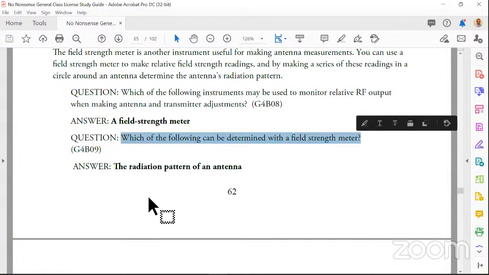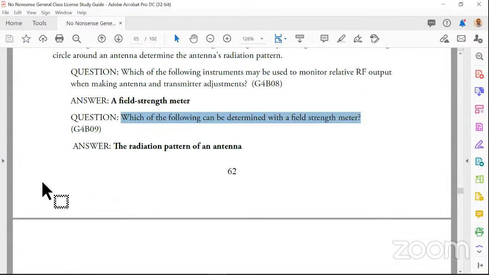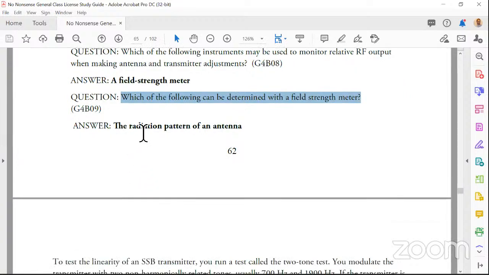Moving right along. Which of the following can be determined with a field strength meter? Well, we alluded to it just now. We can plot the radiation pattern of an antenna using the field strength meter. Remember we showed we had an antenna with a transmitter, and then we can have this trusty field strength meter in our hand. We can move around and we can measure the strength of that signal, and then as we walk all the way around the antenna, all 360 degrees, we can plot that on a graph, and we can then determine the radiation pattern of the antenna.